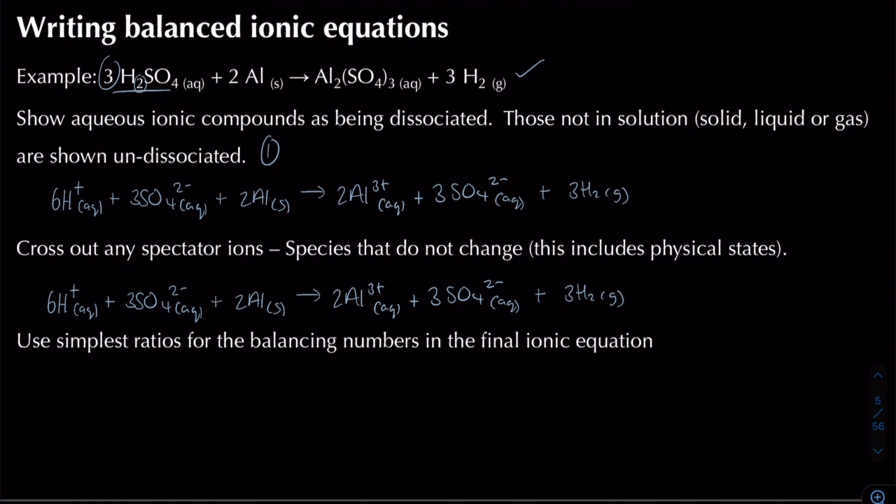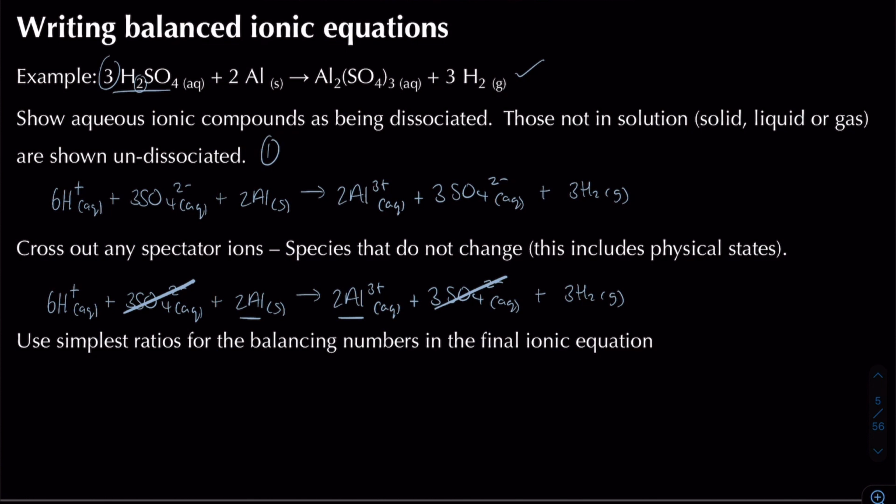So in this case, I can cancel the sulfate ions over here with the sulfate ions over here because I've got 3 lots of sulfate ions on either side. Aluminium, I can't cancel that, because I've got aluminium solid on the left and then aqueous aluminium ions on the right itself. And then if I were to simplify this down, the simplest ratio is going to be 6:2 to 3.